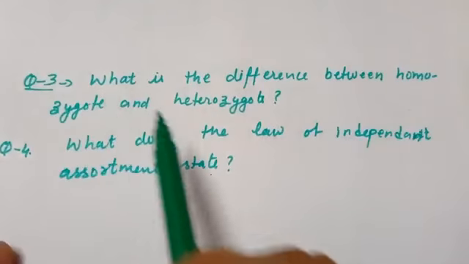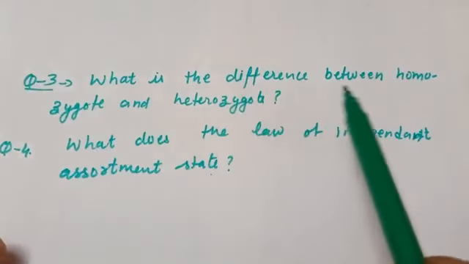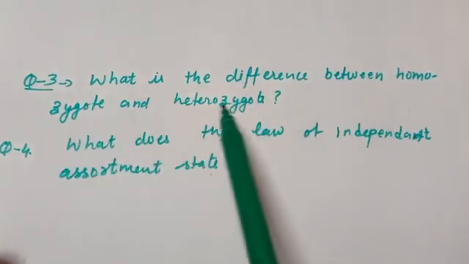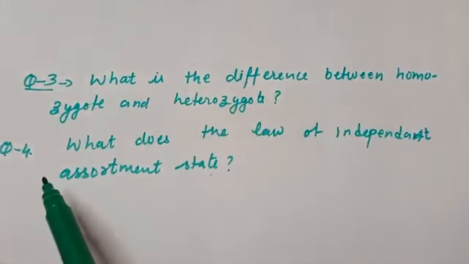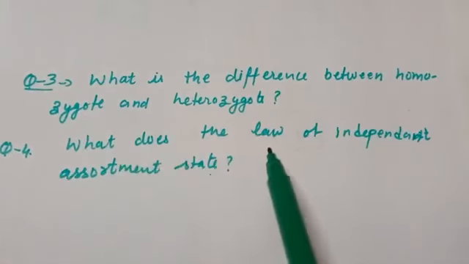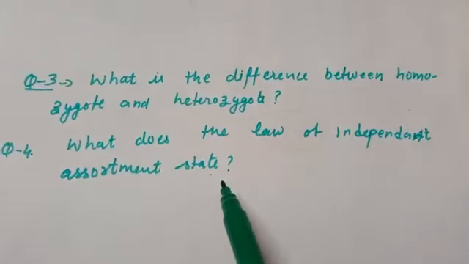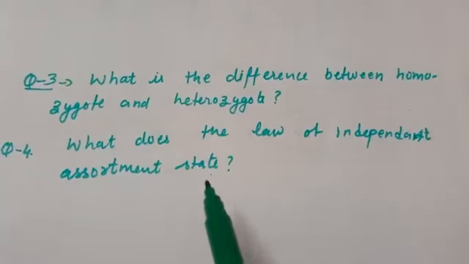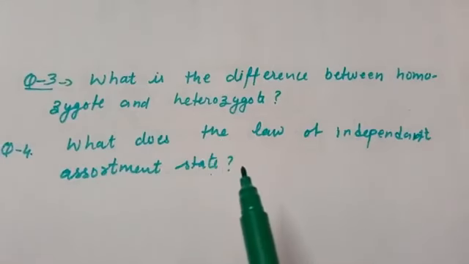Question number 3 of the homework is, what is the difference between homozygote and heterozygote? Question number 4 is, what does the law of independent assortment state? So these are the 4 questions which you are supposed to do in your fair notebooks.